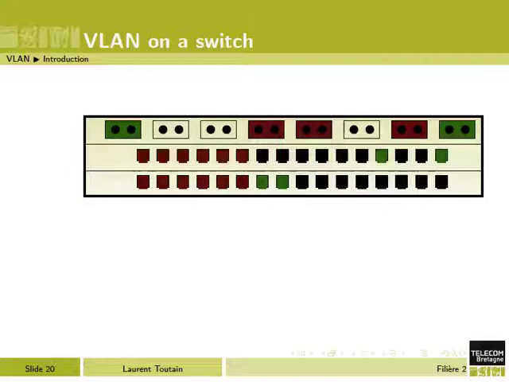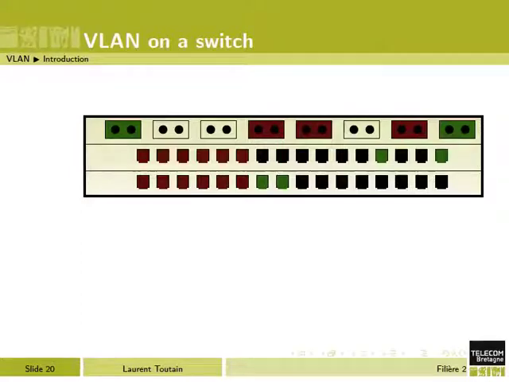You see the difference between green and red. It means that here I have configured my switch manually. So it's something new. Until now I told you that switches, you put them in a box. But here I have to configure it to say this port is green and this port is red. It means that this port belongs to a VLAN and this port belongs to another VLAN. So it's like splitting the switch into two parts.